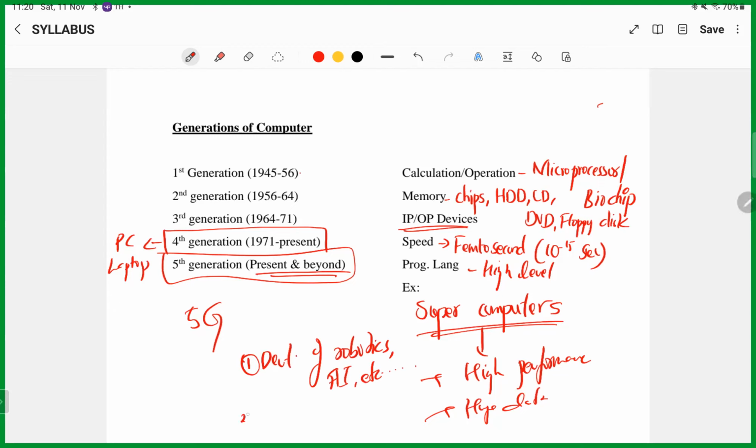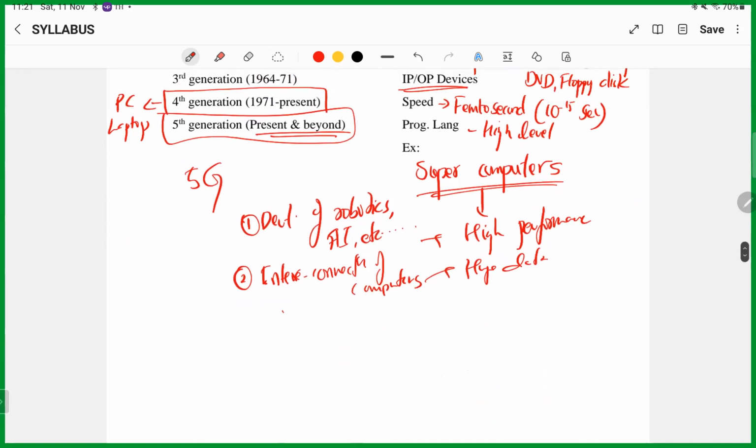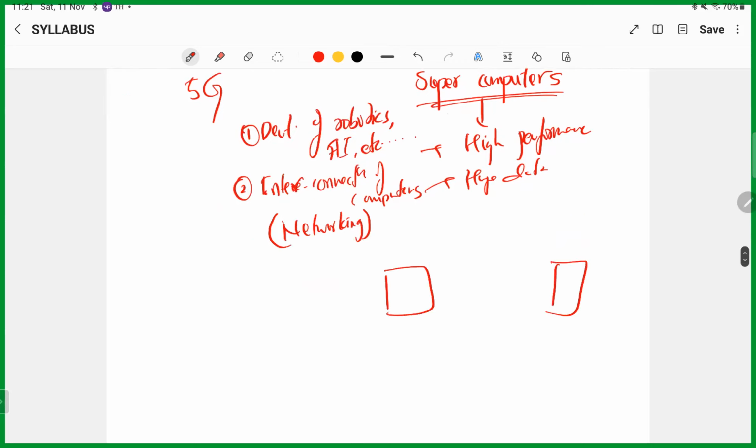Then second one, interconnection of computers. Interconnection of computers starts in this phase. We call it networking. Networking of computers. Like there will be a device, another device, another device, so there are connections with one another. We call it networking.